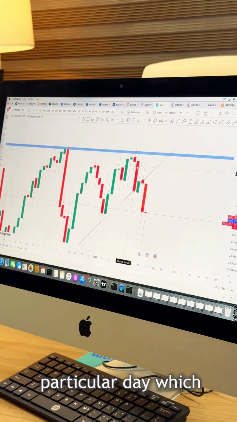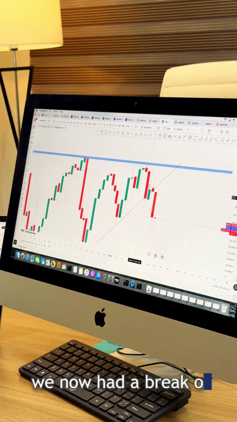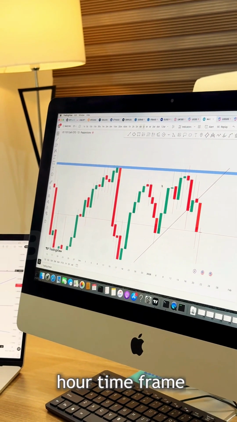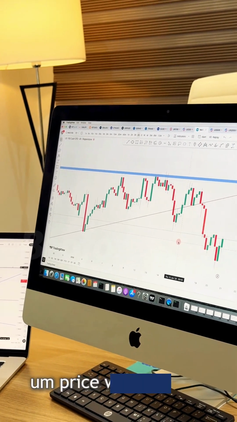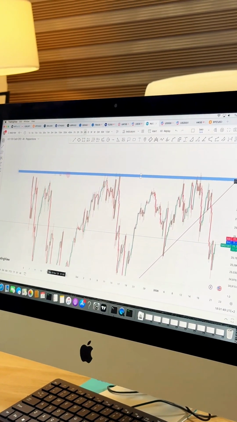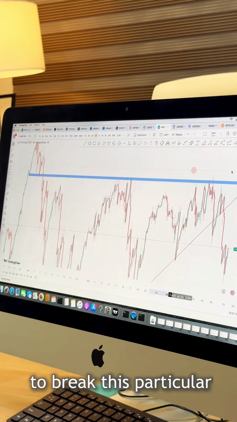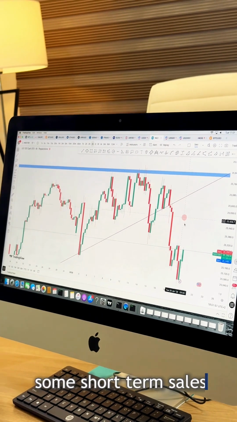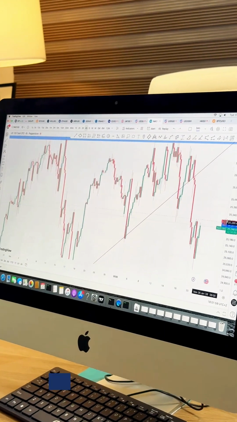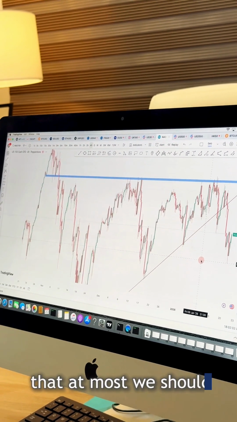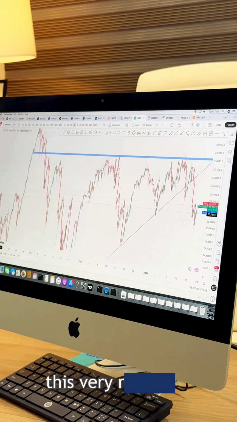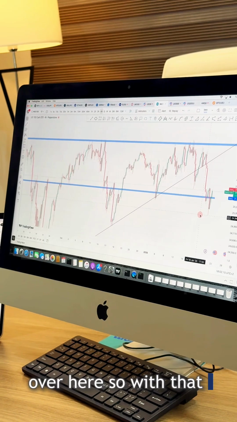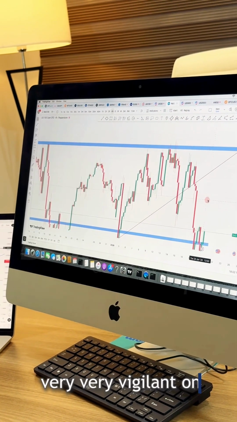And then on this particular day, which was Wednesday of last week, we now had a break of that trend line. So at this point, I went to the 4-hour time frame, and having noted that price was very stubborn, not wanting to break this particular resistance level here, I was very confident that we may have some short-term sales coming in. So where was my target for the sales? I was expecting that at most we should have price targeting this very next level over here. So with that, I was very vigilant on the 4-hour time frame.